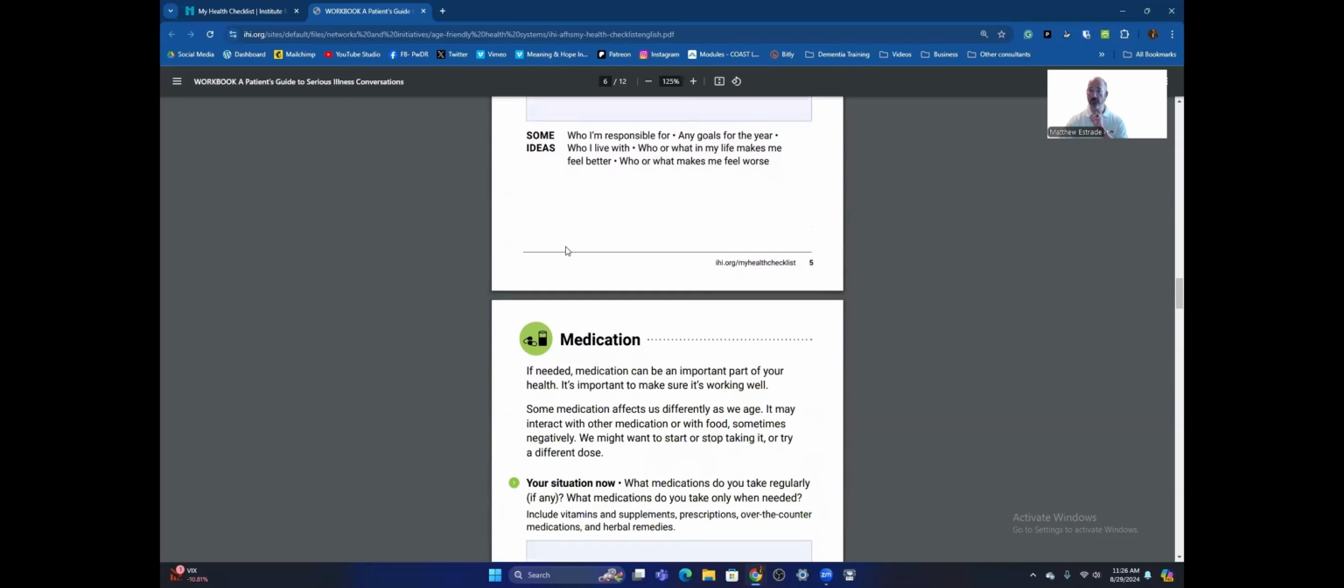If you're responsible for someone else, you might be a caregiver for someone. You might have particular goals this year. Perhaps you want to go on a trip, and of course you need to make sure that you're healthy for that trip. Is there who or what makes me feel worse? Is there someone in your life that makes you feel worse? It might be abuse or close to abuse, but it's somebody negative. These are important things. It gives the physician or the nurse practitioner an idea of what may be going on in your life, especially if it's a challenge.